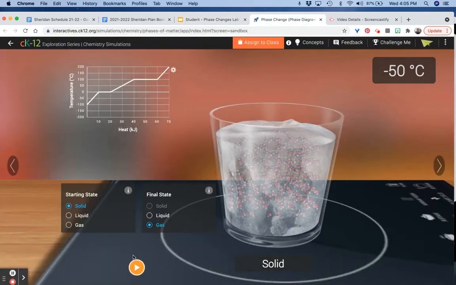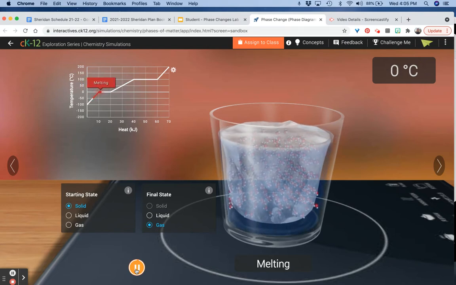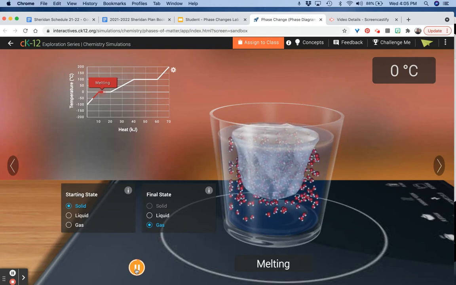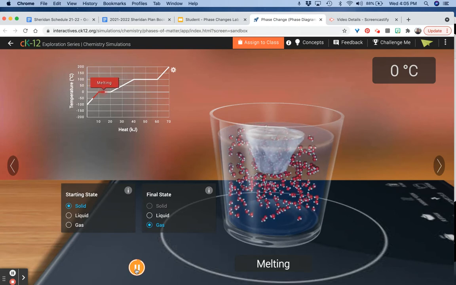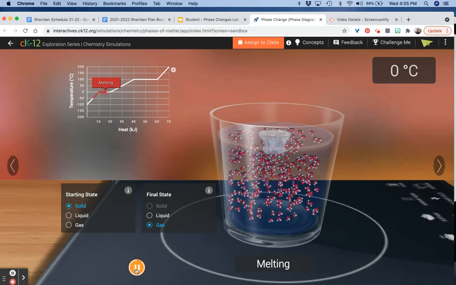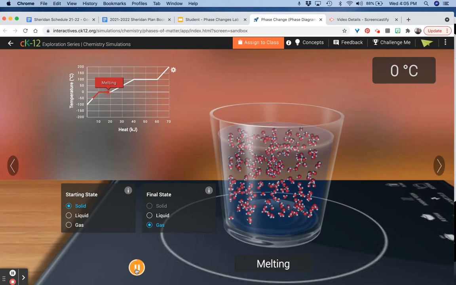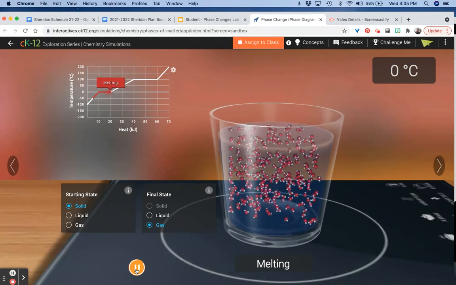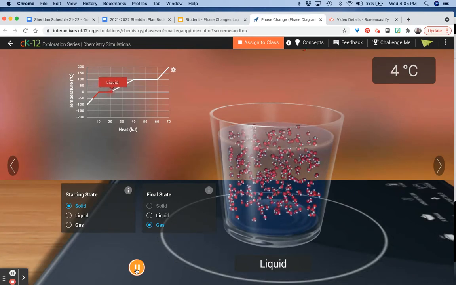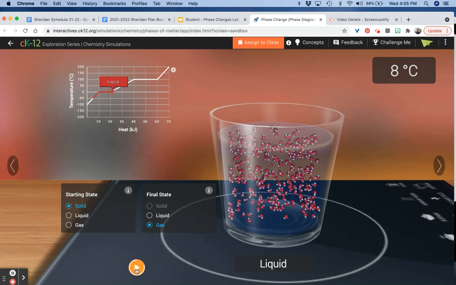So if I were to click play, you can see that temperature is added. It's telling you what phase it's in. And now we see that some melting is happening. It labels what's going on in this heating curve. I'm just going to give it a second before I pause it. And there you can see it turned into a liquid. So just take note of the temperature and what exactly happened here when it was changing phases.